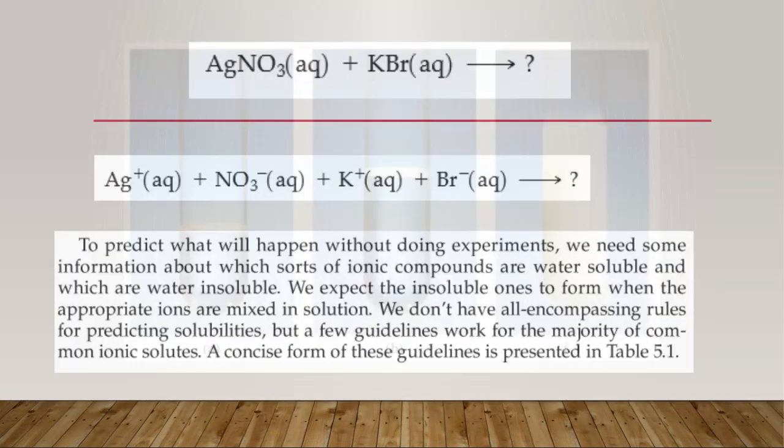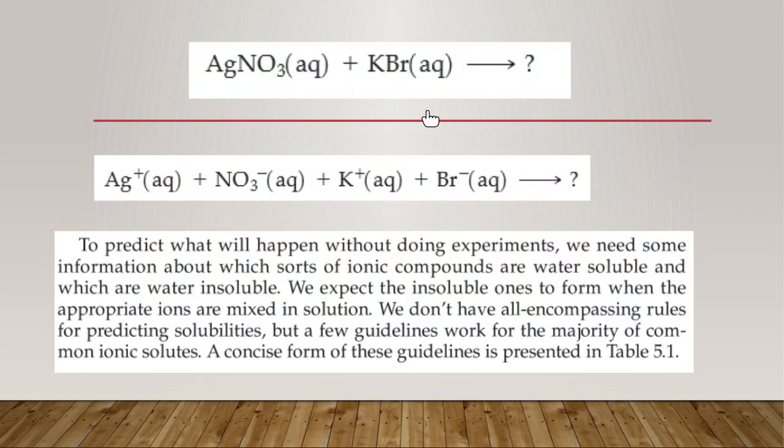Okay, don't forget that. For example, look at this: silver nitrate aqueous solution and potassium bromide aqueous solution. That reaction gives us some products. What are they?